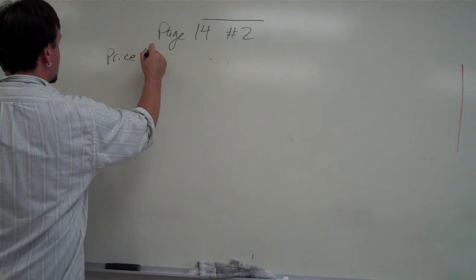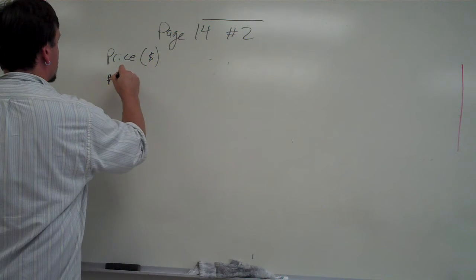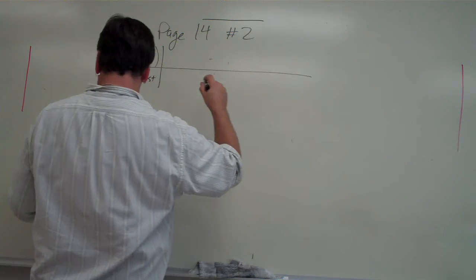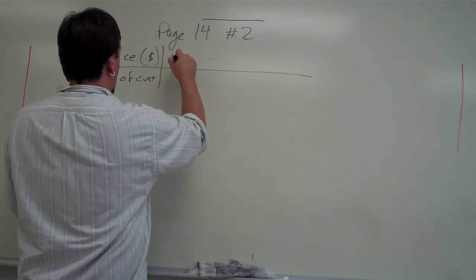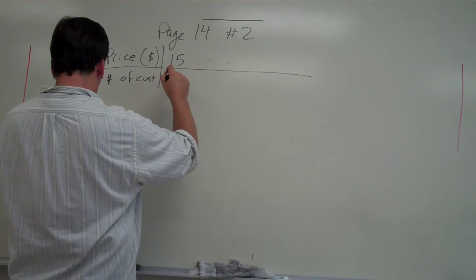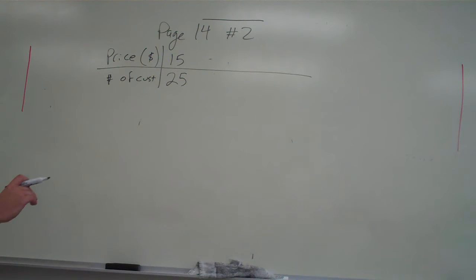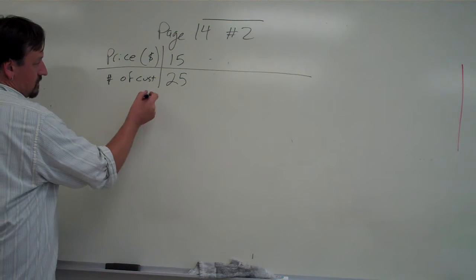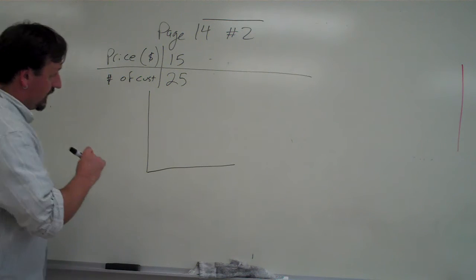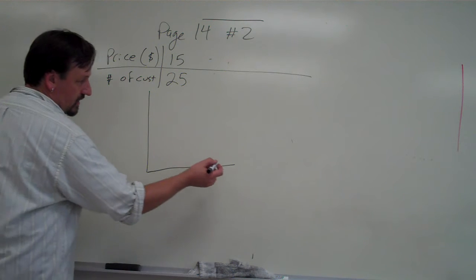We're talking about price, that's in dollars, and then the number of customers. When we charged $15, 25 customers came to the amusement park. Plotting that on a graph, which one should be the independent variable down here on the x-axis?